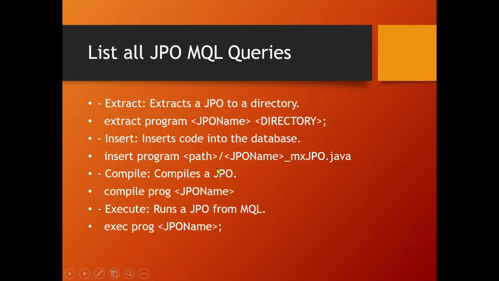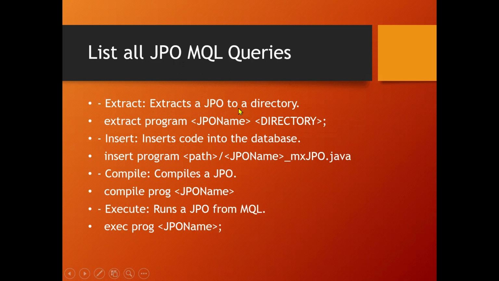The next question is to list all the JPU MQL queries. So the JPU is the Java program object. There are some MQL queries which we can execute to get the program, to create a new program or insert the modified program, then to compile the program and execute. Similar to this, we have Java program. So in the command prompt we write some queries. Similarly, we have these JPU MQL queries.